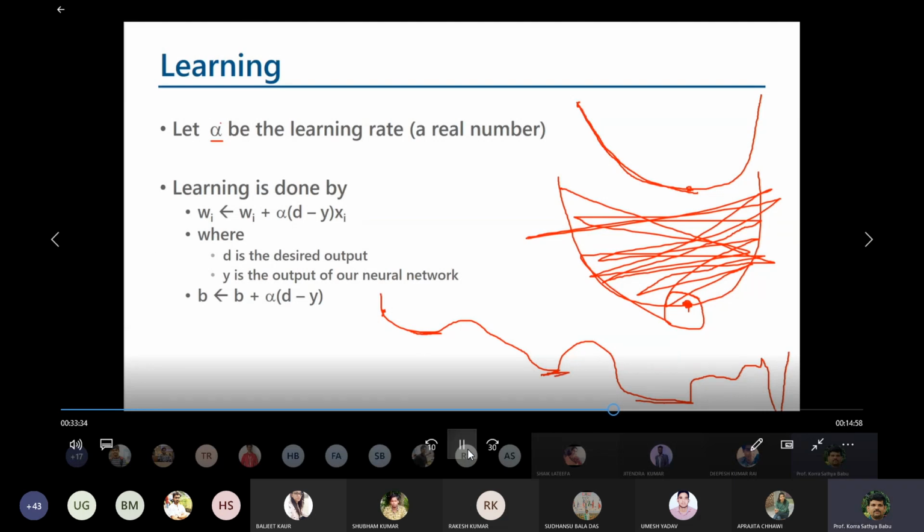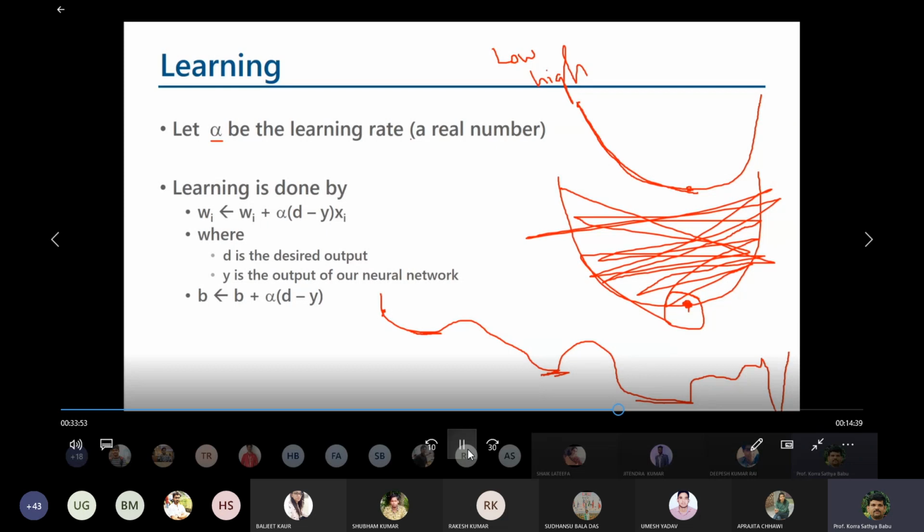Anyway, how to choose this learning rate? That depends upon statistical parameters. We have to choose it again. But now you understand what is low and what is high, and what happens when you choose a low learning rate and when you choose a high learning rate. I hope that you understand right now.